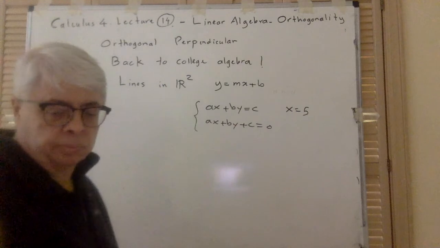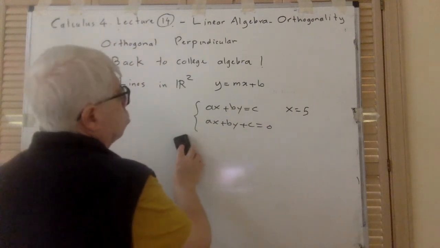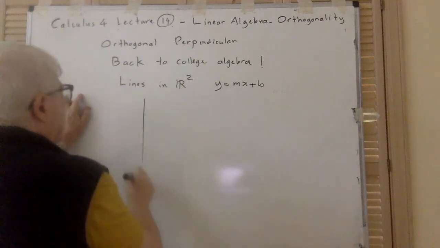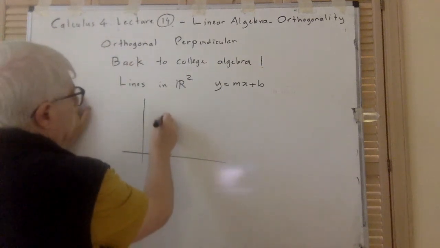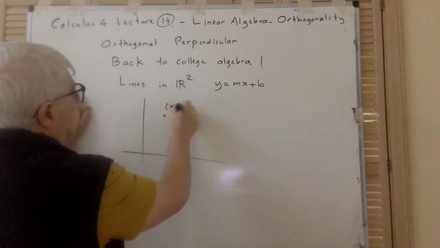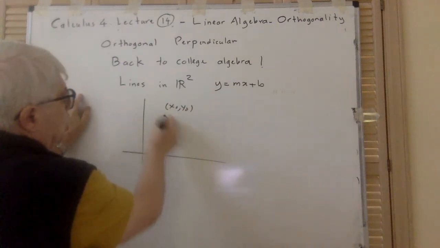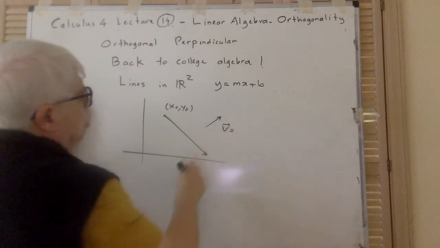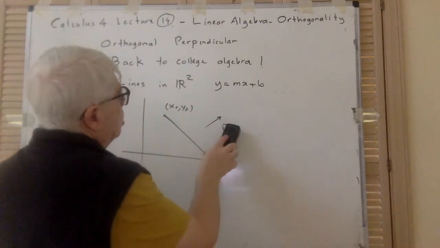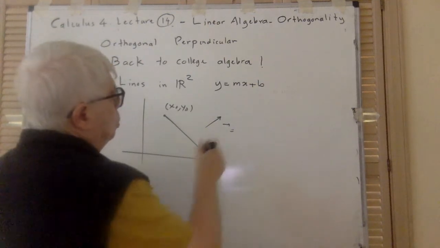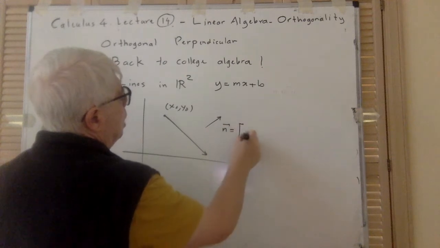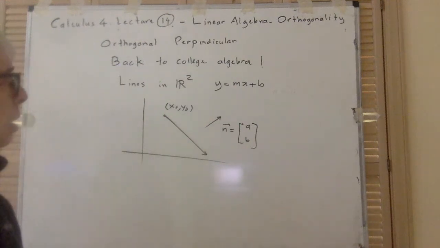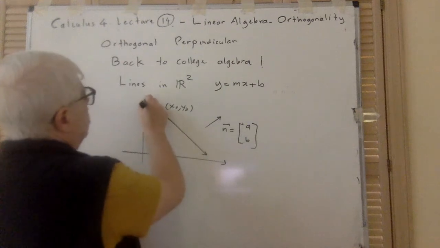Now, let's say I want to find the equation of a line that goes through point x0, y0, and is orthogonal to vector n, which is usually the letter used for this kind of vector. And this is a, b. Okay? So, find the equation of a line. So this is a problem.